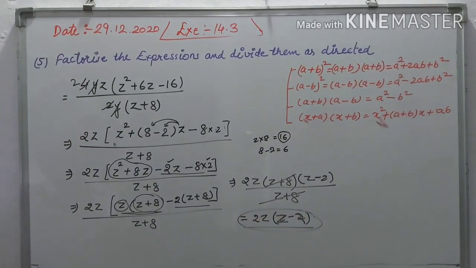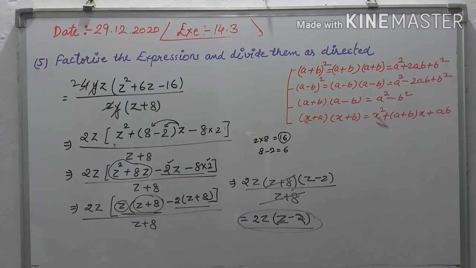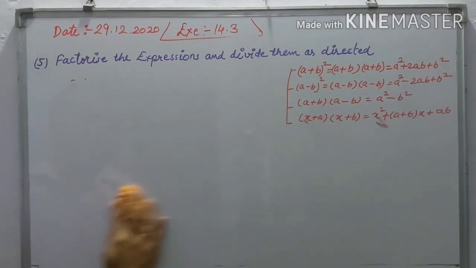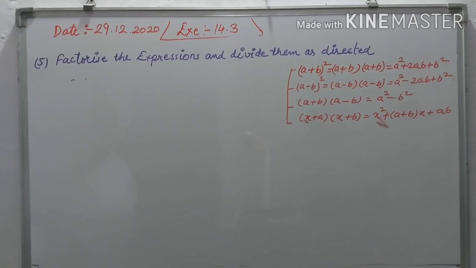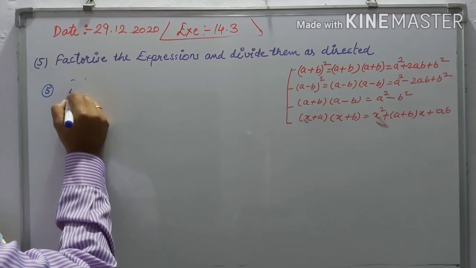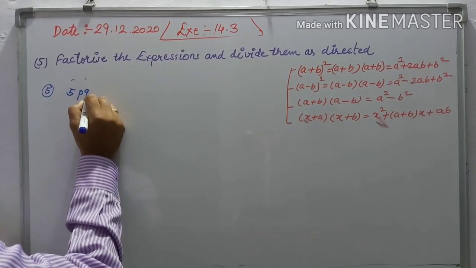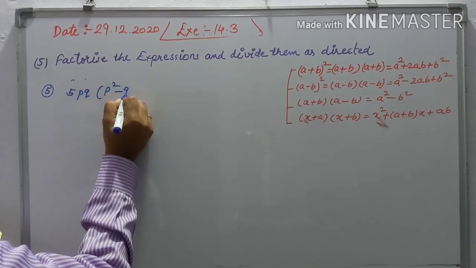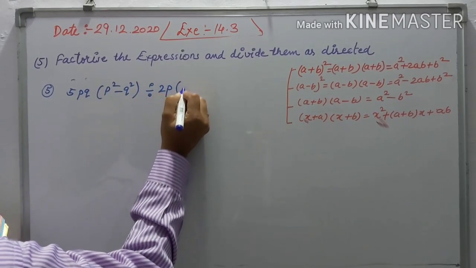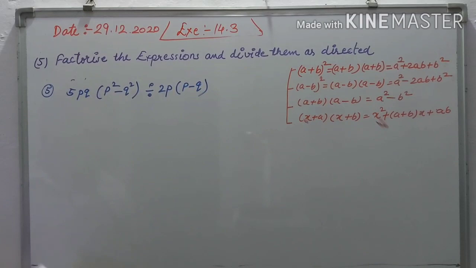So this is the answer after division. Okay, now next question is the fifth question: 5p³q... 5pq(p² − q²) divided by 2p(p − q).